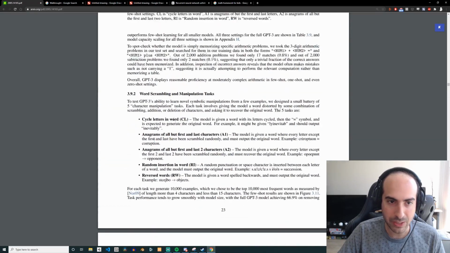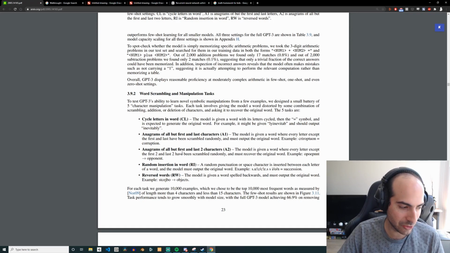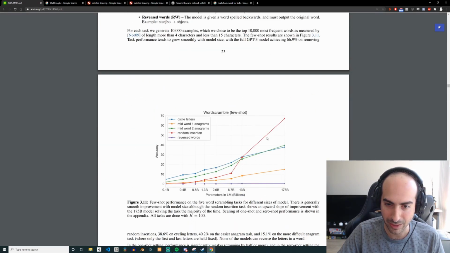So let's see here. Word scramble. To test GPT's ability to learn novel symbolic manipulations, we designed a small battery of 5-character manipulation tasks. The model is given a word with its letters cycled and is expected to generate the original word. Okay, so you reverse the word, you flip the characters around.